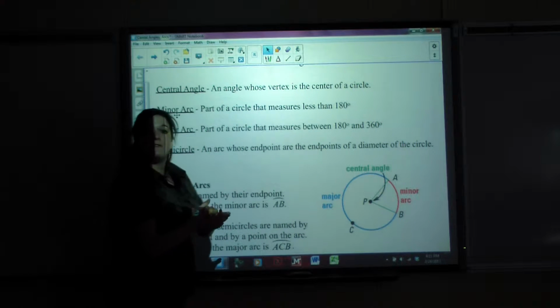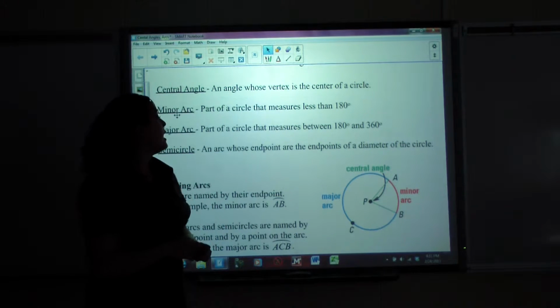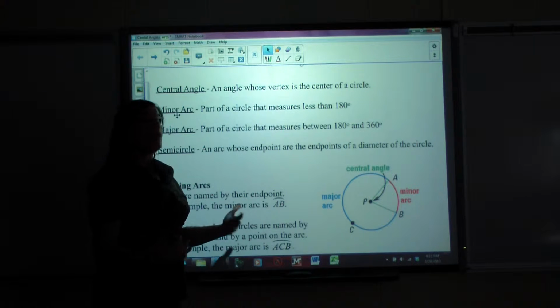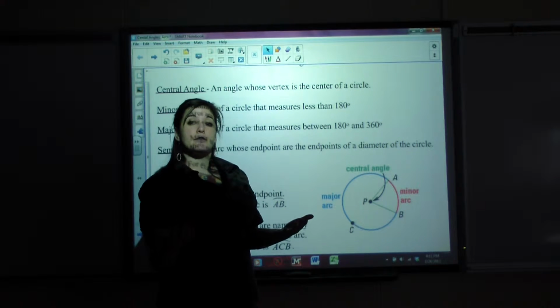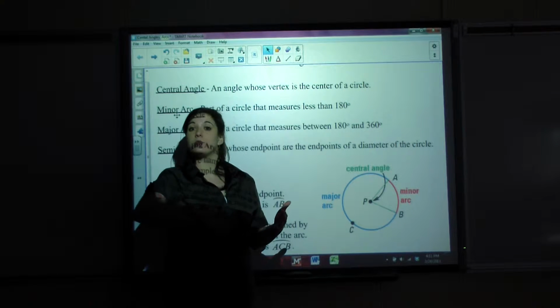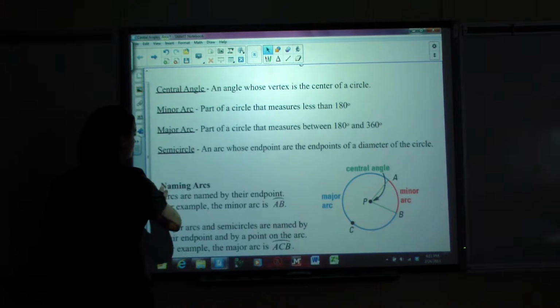Next is the idea of a semicircle. That's an arc whose endpoints are on the diameter of a circle, so it's going to go halfway through. What we know about a circle is that it adds up to 360 degrees, so the semicircle, which would start and end at a diameter, is going to be 180 degrees always.